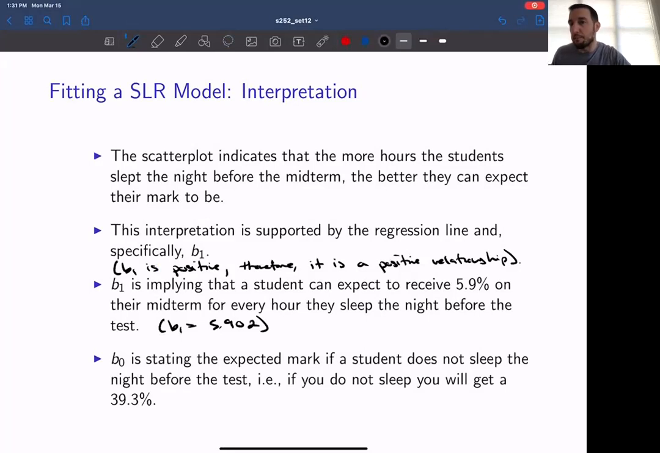B0 is the expected grade if you get 0 hours of sleep. So B0 in general is the expected value of Y when X is equal to 0. So it's always the expected value when X is equal to 0. In this particular problem, B0 is telling us that a student that does not sleep the night before the test should expect a grade of 39.221%.